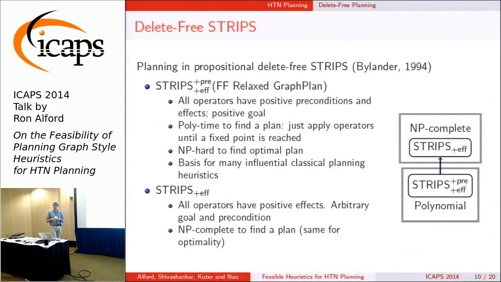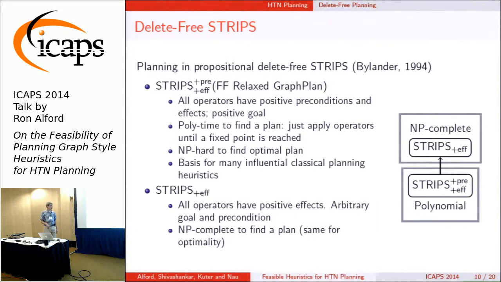So what about STRIPS? In classical planning, one of the most common bases for the heuristics is a decision problem based on planning with positive preconditions, only positive effects, and a positive goal. We denote this by STRIPS with positive effects and positive preconditions. This is most famously instantiated in FF's relaxed graphplan.